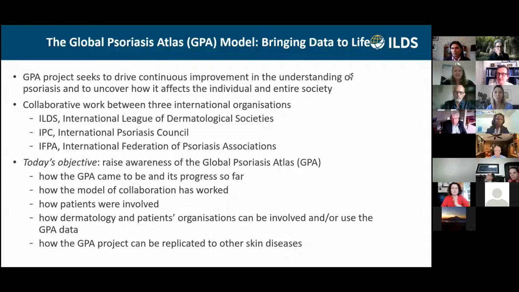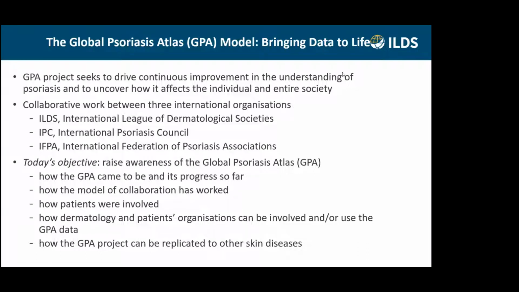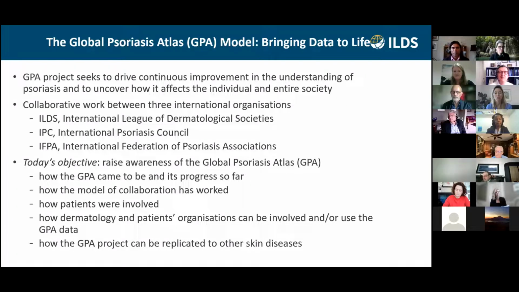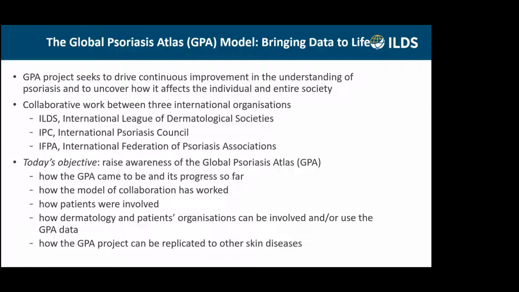Psoriasis is a very frequent disease all over the world, not only a frequent skin disease but a generally very frequent disease overall. This Global Psoriasis Atlas project is a long-term project which aims to drive continuous improvement of our understanding of this chronic disease and to understand how it affects and has an impact on the individual and on the entire society. It is a collaborative work between three international organizations which have greatly contributed: the International League of Dermatological Societies, the International Psoriasis Council, and the International Federation of Psoriasis Associations.